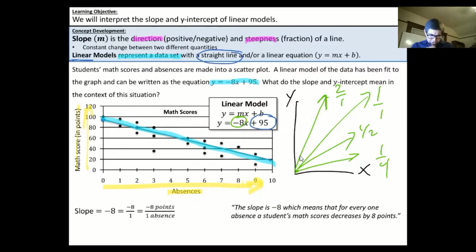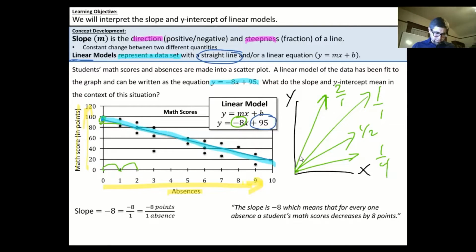Well, let's just try to look at these numbers on the x-axis and the y-axis and see if we can figure out what's happening. From 0 absences to 1 absence, I see that we go from this score of 95 to, it looks like, a lower score. Maybe that's about 85. Okay, so that makes sense. If I miss 1 day of school, I should expect the number of points on my math test to go down.